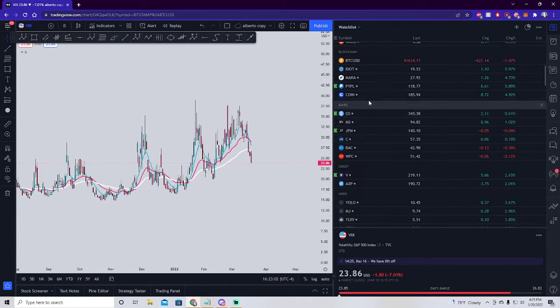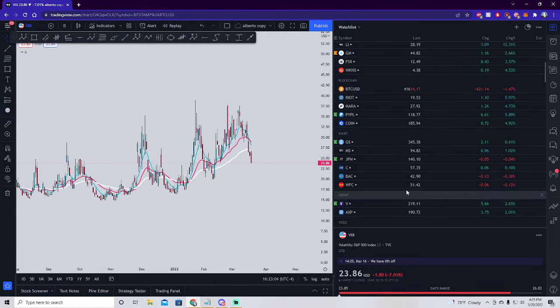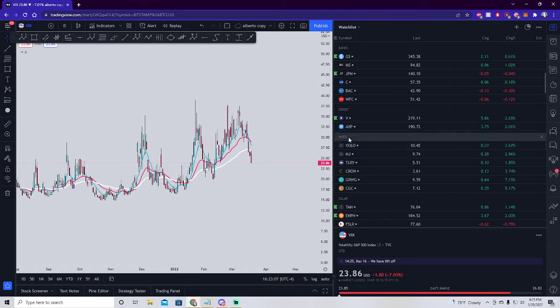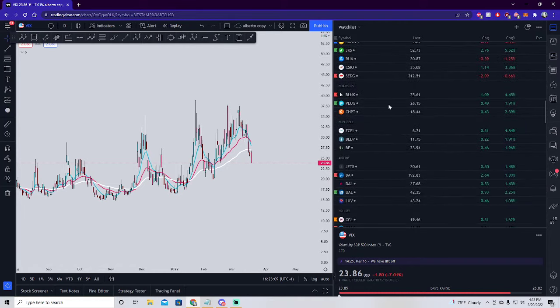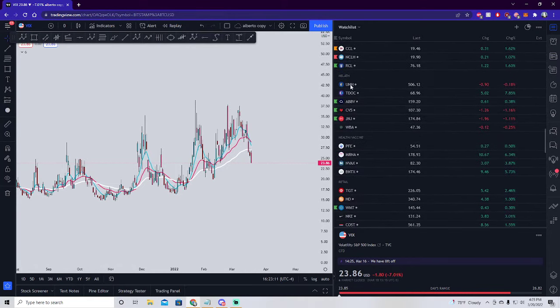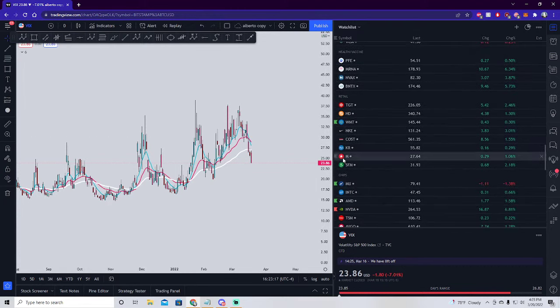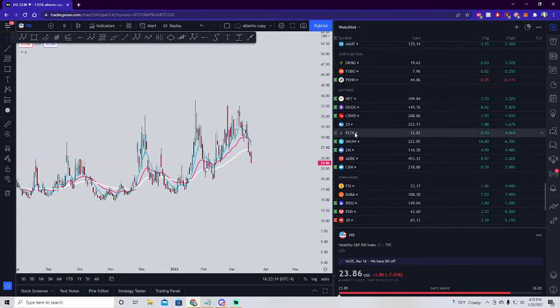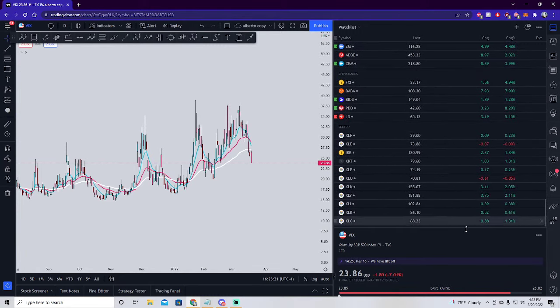You have banks, blockchain, right? So anything related to crypto. I have credit. I have weed names, solar, charging, fuel cell, airlines, cruises, health, vaccine names, right? So healthcare slash vaccine names, retail, chips, sports betting, software, China names, and then a list of all the actual ETFs for the sectors.